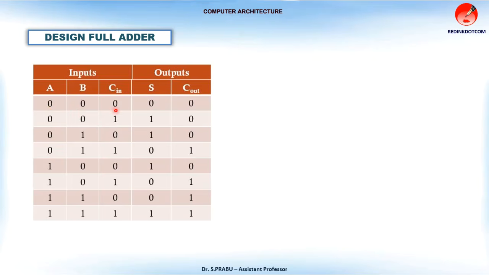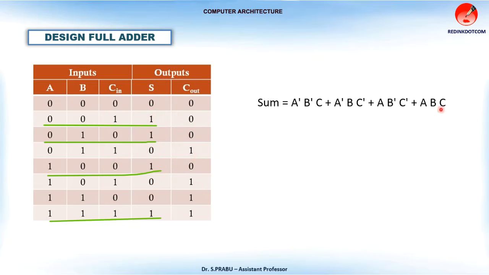So when you add these three values, you can get sum as 0 and carry as 0. So in this way you can fill the values for sum and carry. Now we are going to design this full adder circuit. For this sum, the minterms are these four rows. So I can write these four values as sum of products.